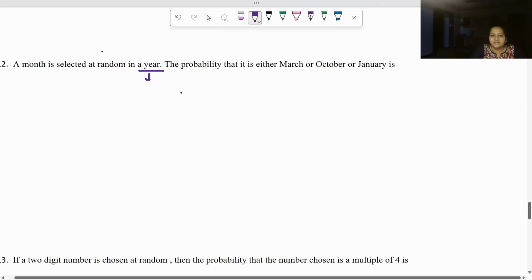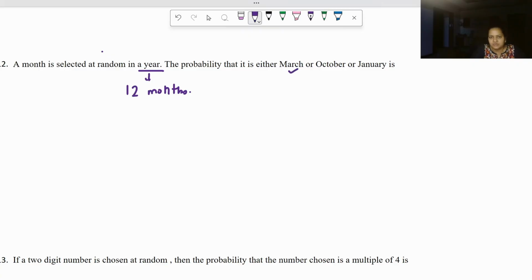When we use the term either, it stands for or. Or means March will also do, October is also okay, and January is also okay. Means either March or October or January. All three can be in our favor. So what is the probability going to be? The probability of such an event, March, October, January, is 3 months out of the 12. So that's 1 by 4.